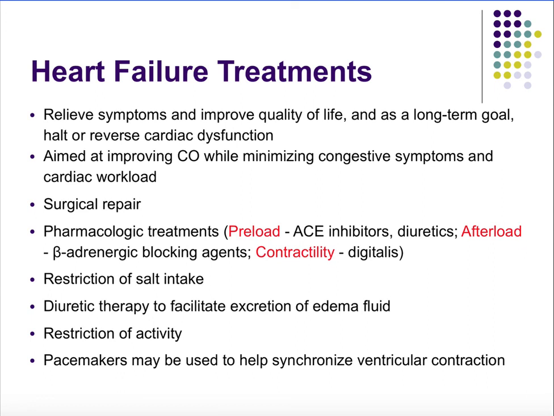So, things that affect preload. Preload, again, is really about how much blood is coming back to the heart. Things like ACE inhibitors might help. ACE is our angiotensin converting enzyme that's part of the RAA. We can try to inhibit ACE, which will decrease blood volume. Diuretics will increase urine output and decrease blood volume. Notice these two things will really impact preload.